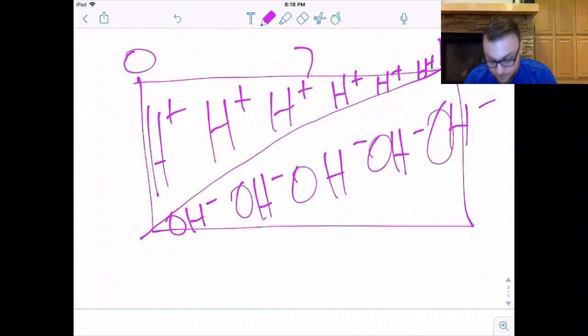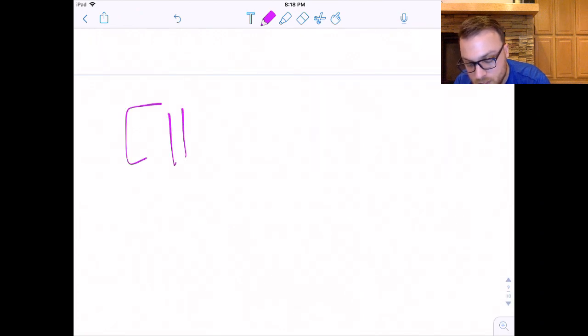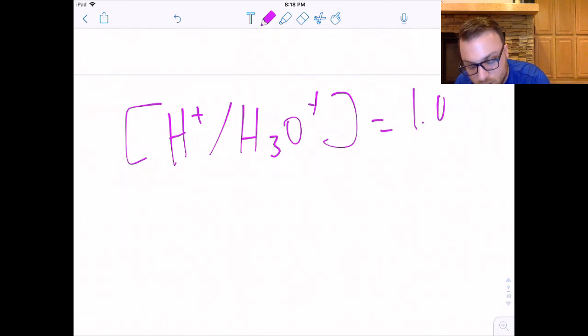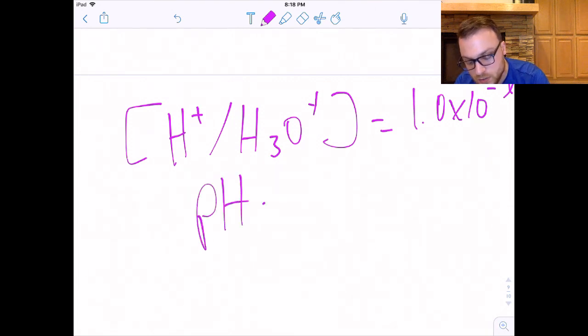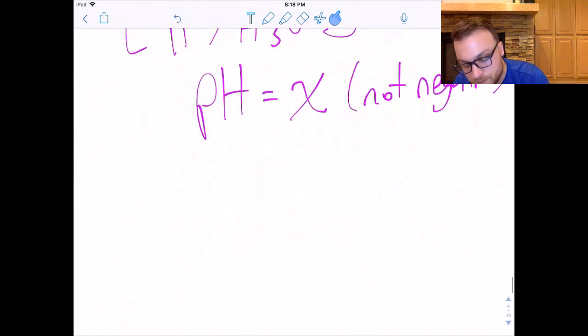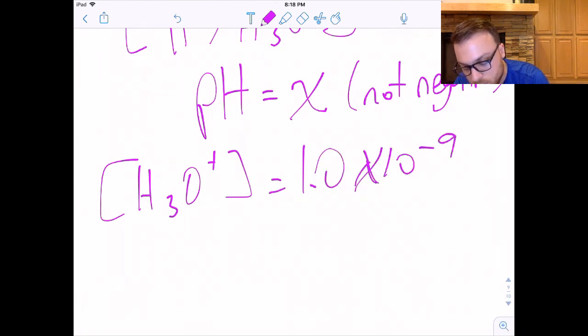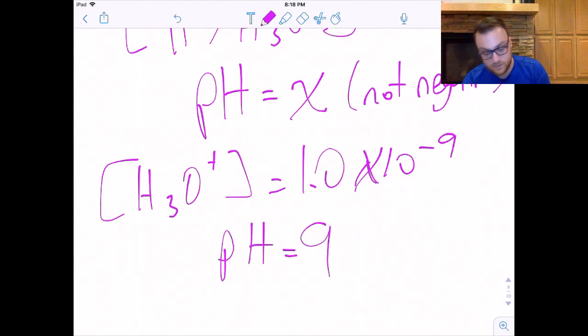Now, on the Regents, you're going to start seeing H plus and H3O plus ions given in some concentration of 1 times 10 to the negative x. pH is just equal to x, not negative. So, if there's a problem that says your H3O plus concentration is 1.0 times 10 to the negative 9, your pH is 9. You're always going to see numbers that are 1 times 10 to the negative something.